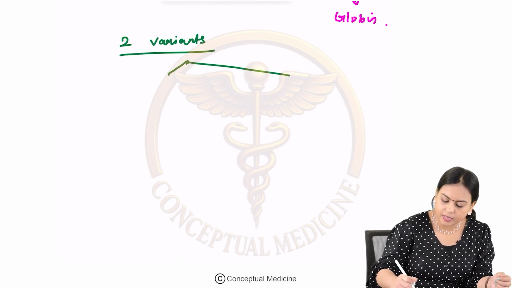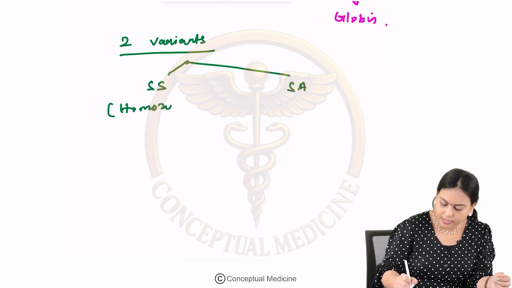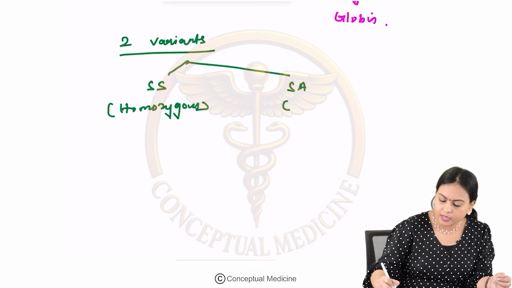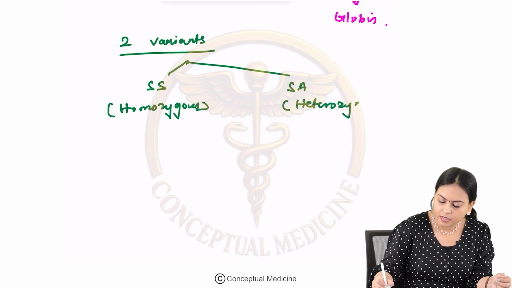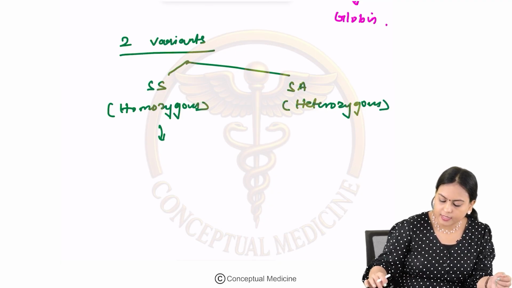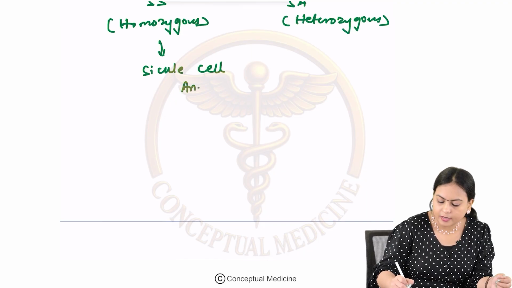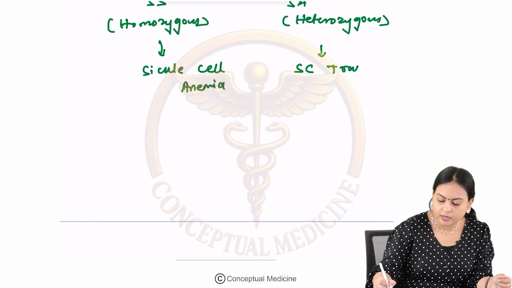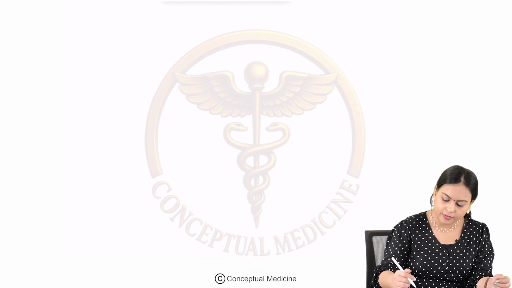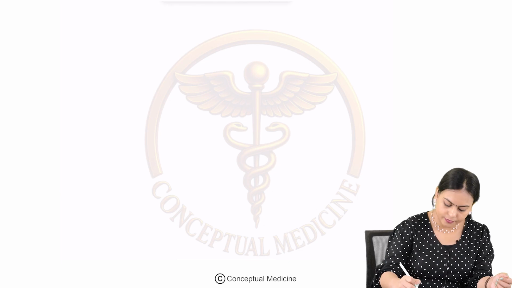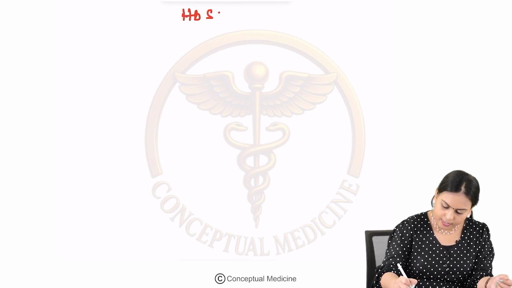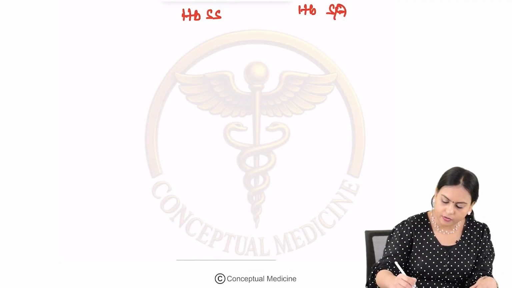Now you have two variants in this disease. They can be SS or SA, that means they are homozygous and here they are heterozygous. SS means they are prone to get sickle cell anemia, and when they are heterozygous, it is called sickle cell trait. Now we will see the specific features of these two things. That is HbSS homozygous and HbSA heterozygous.